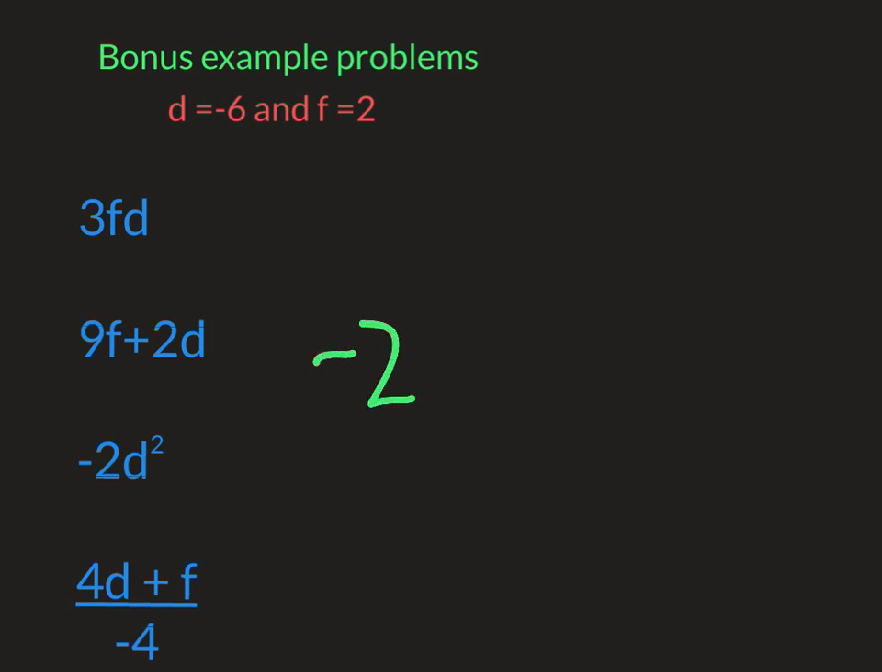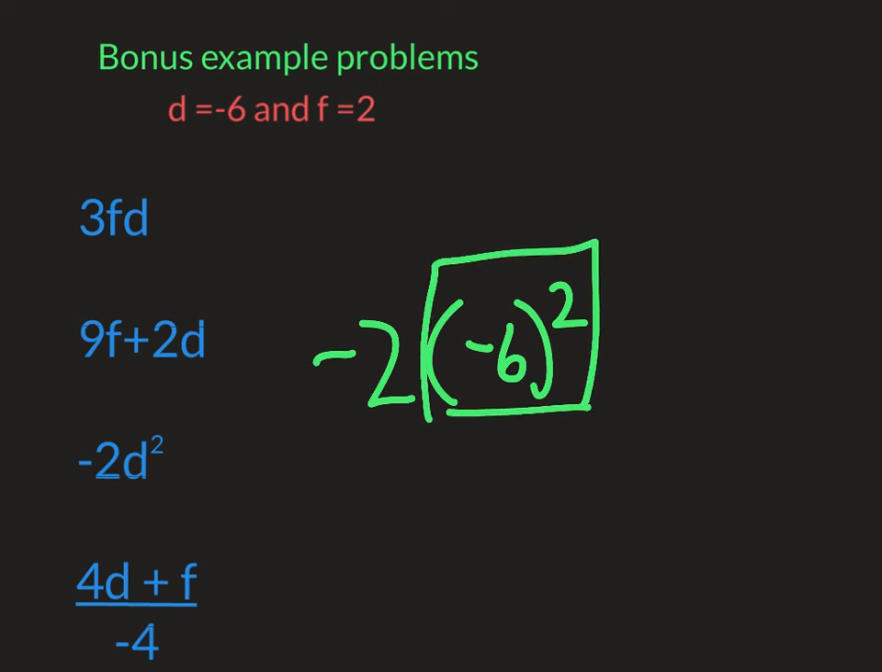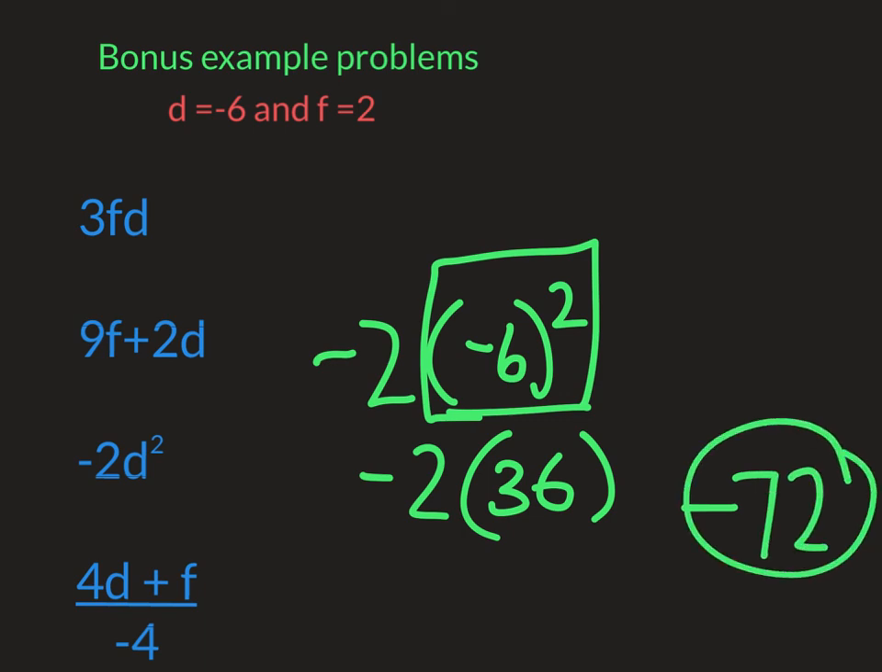And this one I have a -2. I have a -6, and I have squared, so I try to do grouping symbol. Can't. I have to do my exponent first. So that is a -6 times a -6, which is positive 36. And then I have that times a -2. That's one negative, so my answer will be -72.